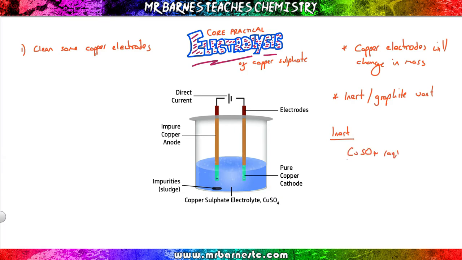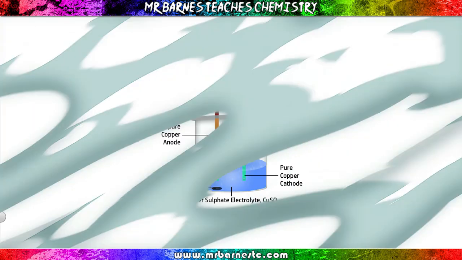You've got Cu2+ ions, you've got H+ ions, you've got SO4 2- ions, and you've got OH- ions. Copper is less reactive, so that will form. So at your cathode, you will get copper forming, and at your anode, there's no halide, so you'll get oxygen, and you'll get water forming. But we're talking about this copper practical, using copper electrodes. So let's forget all that.